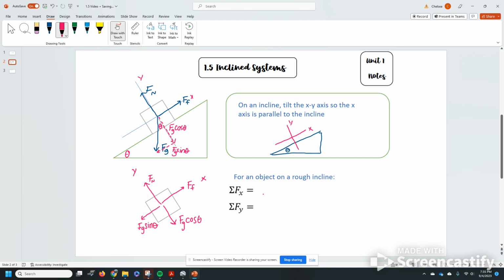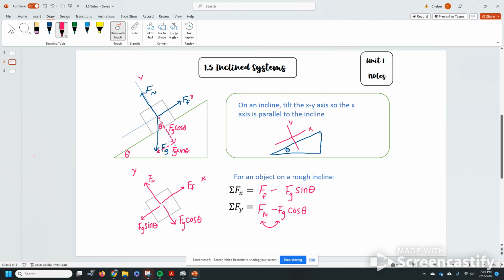So looking at the sum of forces in the x direction, force of friction is pointed towards that positive x direction minus that sine component of the weight. And in the y direction, we have the normal force minus the cosine component of the weight. So for this situation, let's say I wanted to figure out what the normal force is. The sum of forces in the y direction would equal 0. We would set these two forces equal to each other. So the normal force is not going to equal the whole weight. It'll just equal the cosine component of the weight.